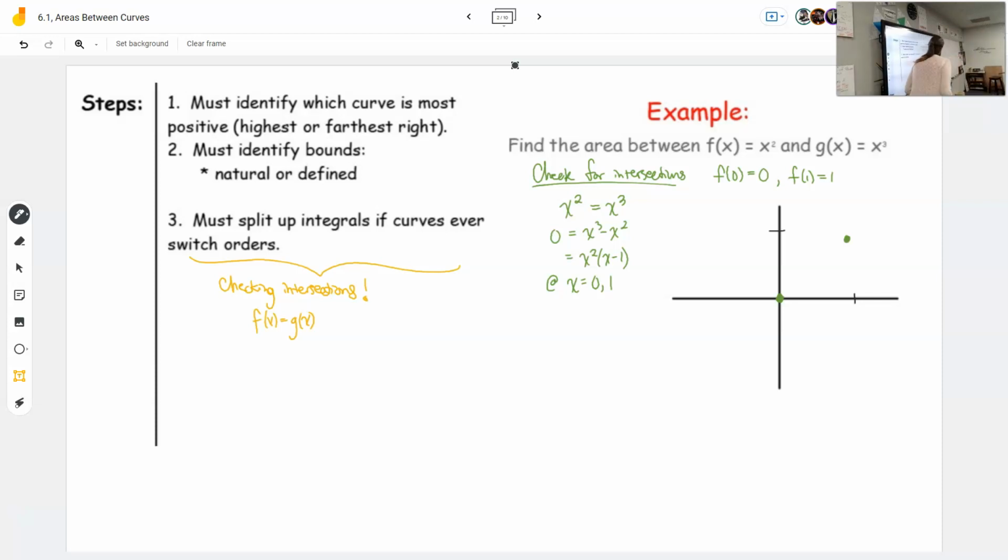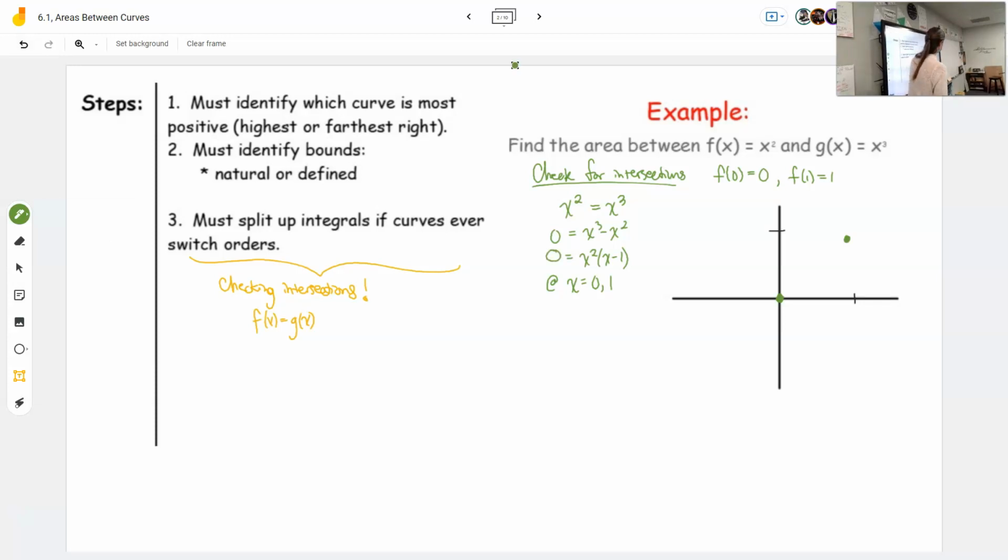As some of you guys are finishing up writing, quick question, what pre-cal did I do? Catch the class up on what I did. Set the functions equal to each other. Then what? Got them all on one side because I wanted to do what? Factor. Factoring, I set each factor equal to 0 and I ended up with 0 and 1.